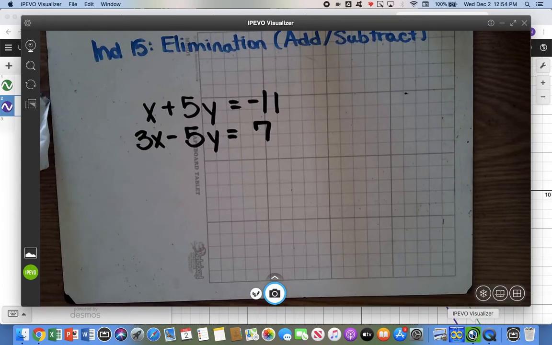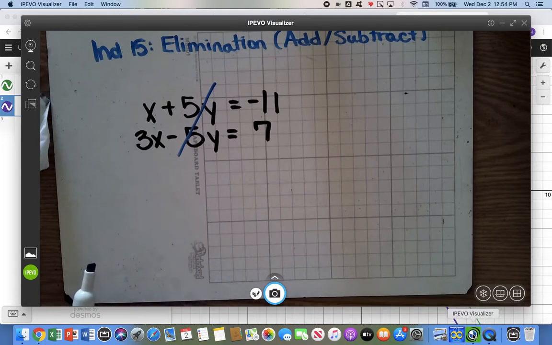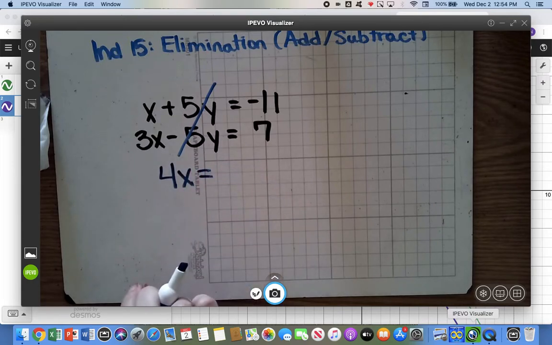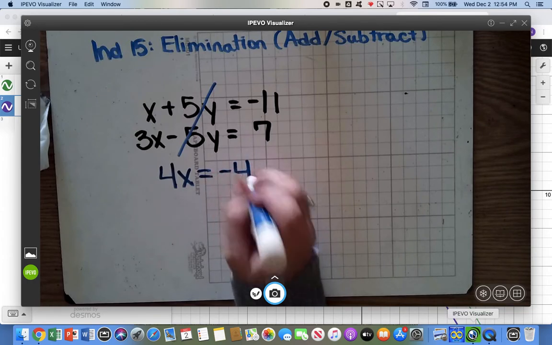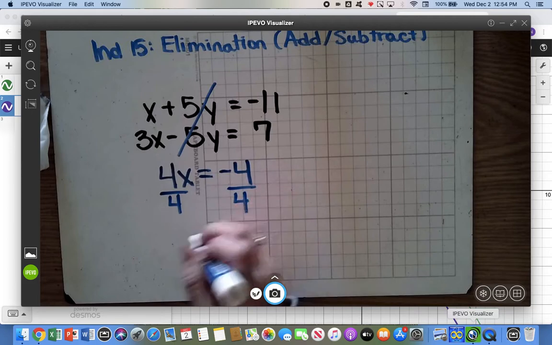All right, so I am ready to continue. So we have a positive and a negative 5, which eliminate. So what we are left with is a positive 1 and a positive 3, which makes 4x. And then a negative 11 and a positive 7 become negative 4. And then divide by 4, and I get x is negative 1.